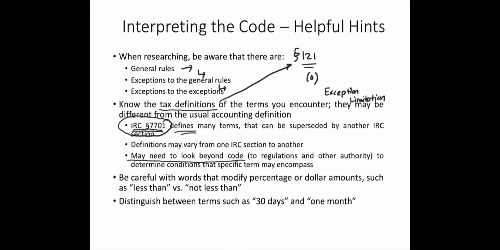Now, language, and we're going to talk more about this when we go over the top 100 code sections video where I have the themes in different areas so we can actually look at the language. Be careful with words that modify percentage or dollar amounts, such as less than and not less than. So when you're looking at the actual code, you have to look at the language, right? Also distinguish things like 30 days versus 1 month. We know it's different, right? Because some months have more than 30 days, like 31 days, right?